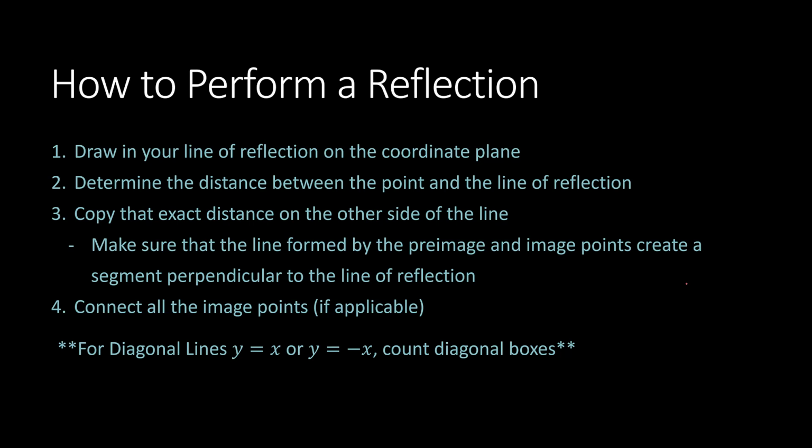So now we've prepped ourselves to look at reflections. To do a reflection, we're going to draw in our line of reflection first. Then we're going to determine the distance, or count the boxes, between our point and the line of reflection, and duplicate it to the other side of the line. Reflections are always perpendicular to the lines of reflection. Then we'll connect all the image points when we do figures.